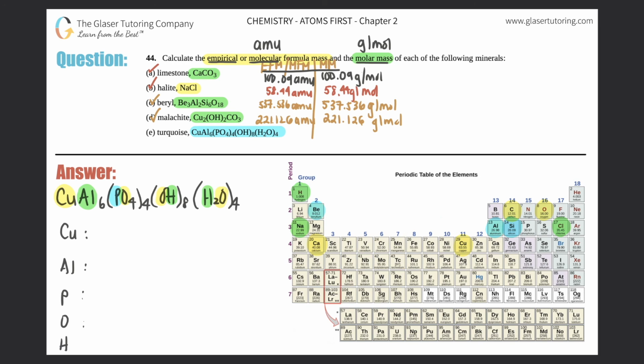Now we just got to figure out how many of each we have. How many coppers do you think we have? There's only 1 here, so there's 1. How many aluminums do we have? 6, right? So that one was easy. How many phosphorus do we have? Well, I see that the P is in parentheses, and there's a 4, telling me that everything inside the parentheses should be multiplied by 4. So there was 1 here, but 1 times 4 is 4.